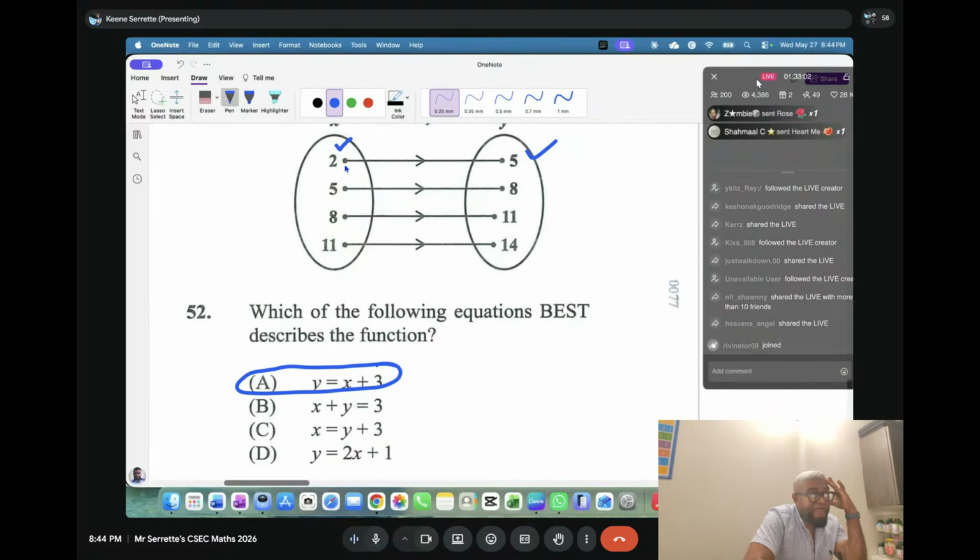Let me just check 5. Plug 5 into it, you'll get 8. Yeah, correct. Right? E. Done.